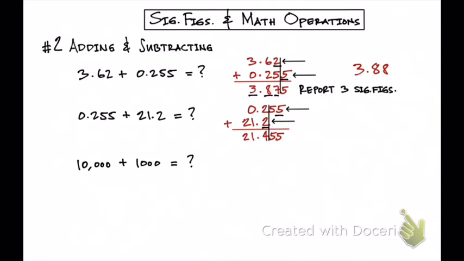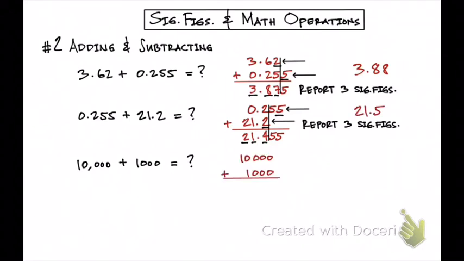And then now you underline, so the numbers that are on the left-hand side of the vertical line are considered significant. And then again, you would report this to 3 sig figs, rounding up the 4 to 5. So that would be 21.5. And here's the last example, 10,000 plus 1,000. This gives us 11,000. And then you would follow the same step-by-step procedure here.